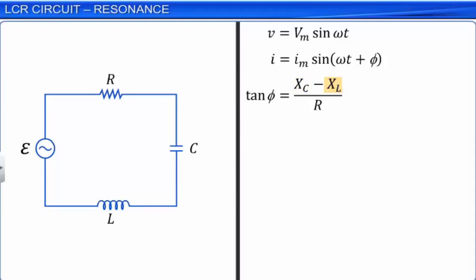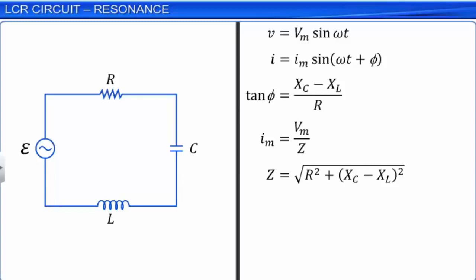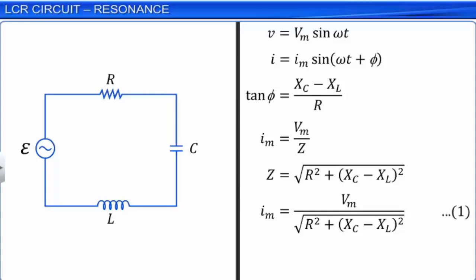We know that the amplitude of current Im in an LCR circuit is given by Vm by Z, where Z is the impedance of the circuit. In terms of capacitive reactance Xc and inductive reactance XL, we have Z is equal to square root of R square plus Xc minus XL square. Substituting the value of Z, we get Im as Vm by square root of R square plus Xc minus XL square. Let this be equation 1. We also know that Xc is equal to 1 by omega c and XL is equal to omega L.